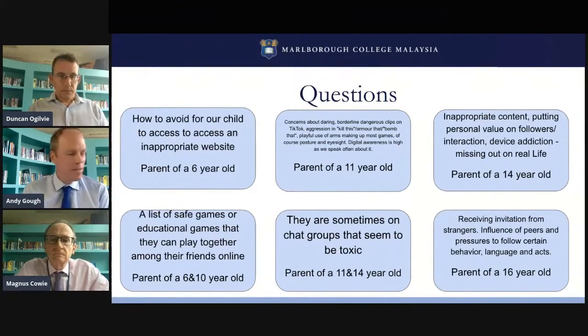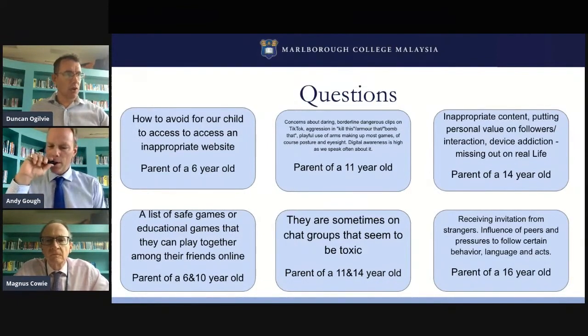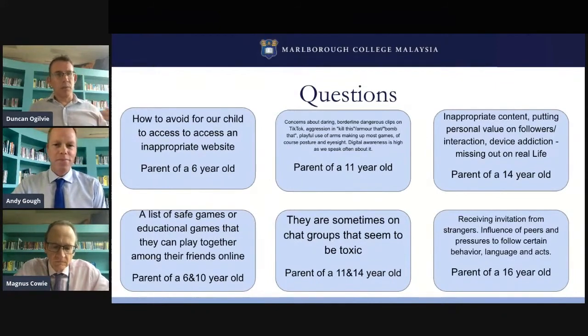Okay, thank you. Thanks, Mr. Gough. Mr. Cowie is going to take on the next question, which I know Mr. Gough's alluded to already, but this is from the parent of the 11-year-old about concerns about maybe dangerous behaviour, which is sort of boarding clips on TikTok. We know there's been various challenges recently, and the additional elements that go with it, from perhaps gaming online for a long period of time. So what would you advise to parents about that, Mr. Cowie?